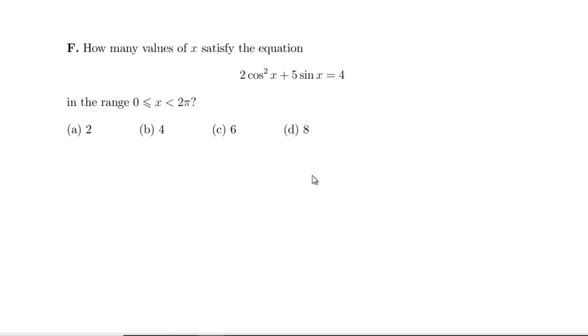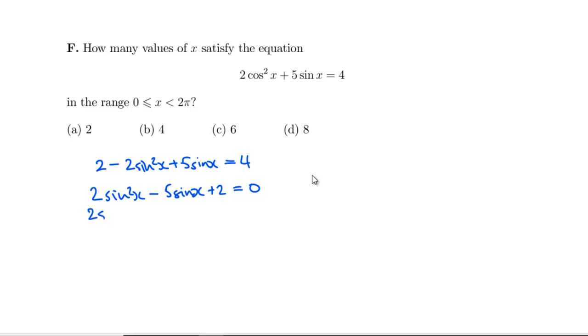F: how many values of x satisfy this equation? We've got that 2 minus 2 sine squared x plus 5 sine x is equal to 4. So I've got that 2 sine squared x minus 5 sine x plus 2 is equal to 0. I can split that middle term: 2 sine squared x minus 4 sine x minus sine x plus 2 is 0.